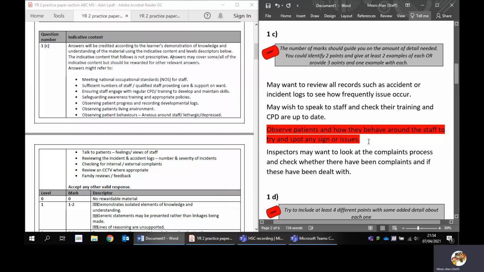That's one we were unsure about. That's easy on here in different ways. Review incident and accident logs. Yep, we've got that one here. Check for internal and external complaints. So yeah, is the complaints process being checked?